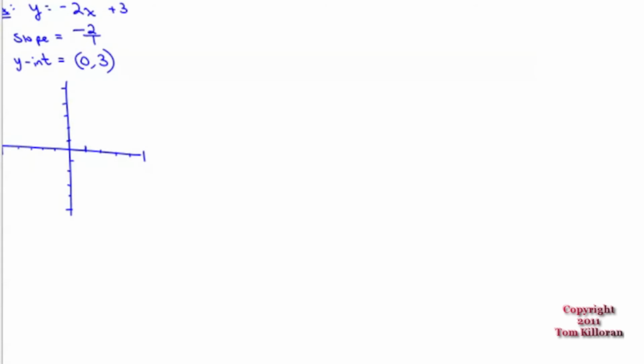Where's 0, 3? Down, I mean, up. Someplace. It's up 3. And from here, your change in y is what? -2. So from this point, where do I go? Down 2.